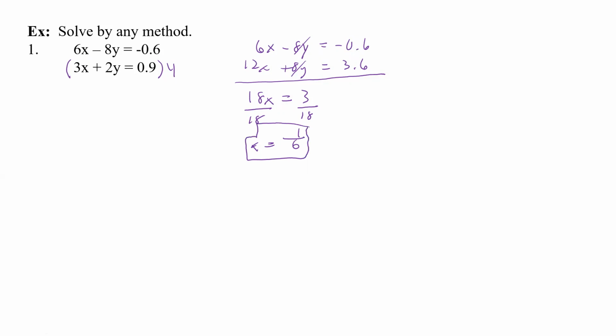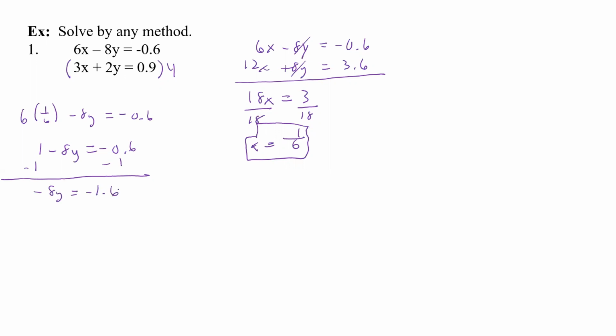All right. So now we have to plug that back into one of the equations. Well, maybe I'll plug it into that one because if I do that, then I'll have an easy number to do. 6 times 1/6 is 1. So let's plug it into there. So 6 times 1/6 minus 8y equals negative 0.6. So 1 minus 8y equals negative 0.6. So I'll subtract 1. And so I get negative 8y equals negative 1.6.